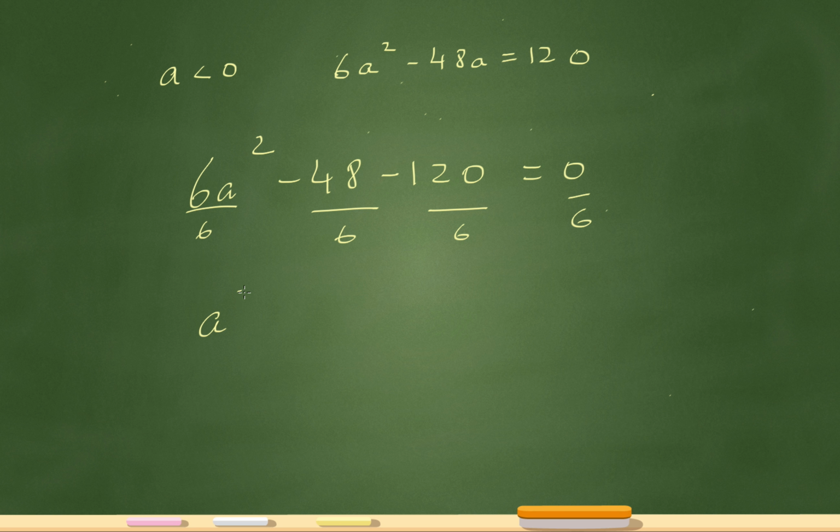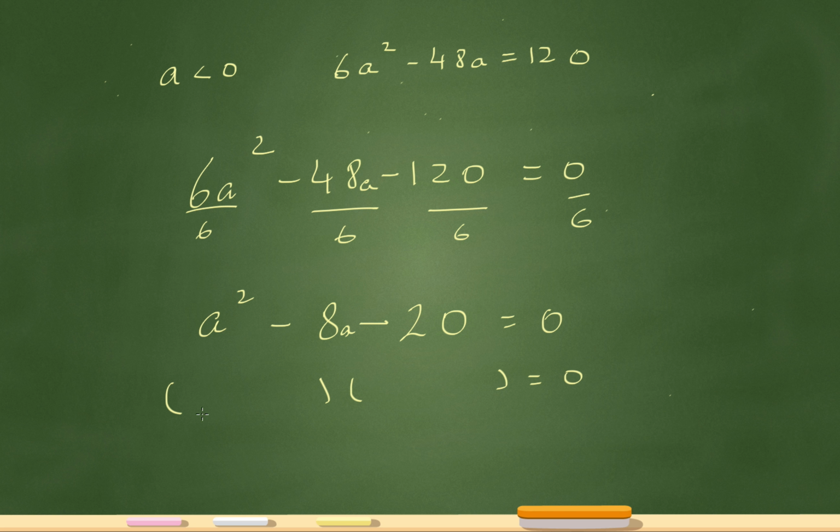So that cancels that out. So a squared, 6 times 8 is 48, and 6 times 20 is 120, and I forgot the a there, right? So there's the a there. Equals, and 0 divided by 6 is just 0. Now, you want to open up these parentheses because you want to group them together.